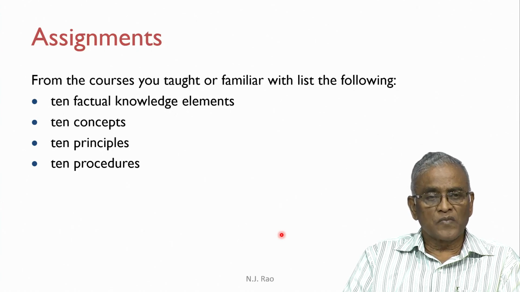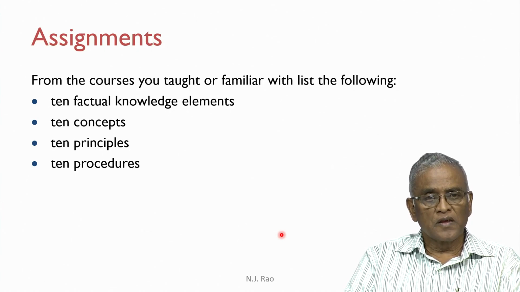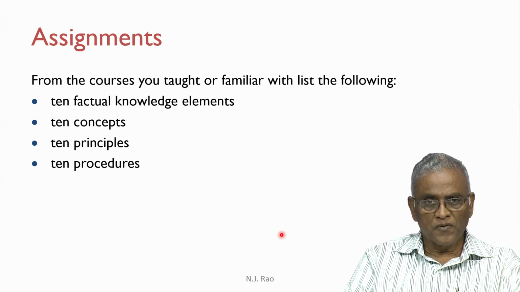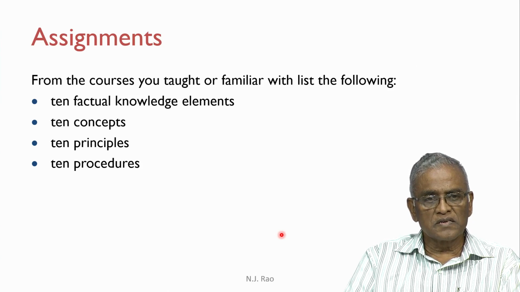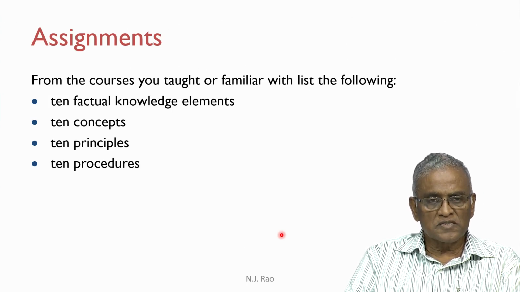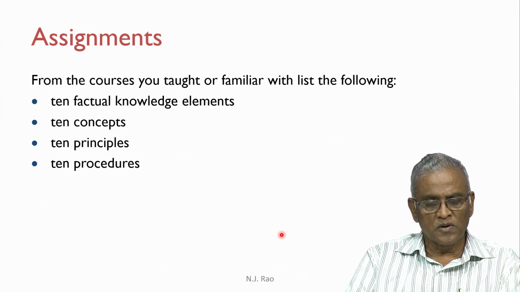There is an assignment for this unit from the courses you teach and are familiar with. List 10 factual knowledge elements. Take a subject and whatever facts and figures you are talking about, it needs to be one word or two words for each element, but list 10 of them, and similarly list what you consider concepts, 10 of them, or 10 principles. Principles are nothing but concepts related to each other, two or more concepts related to each other.